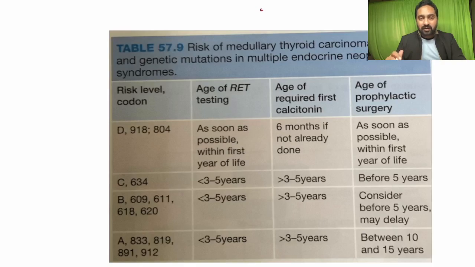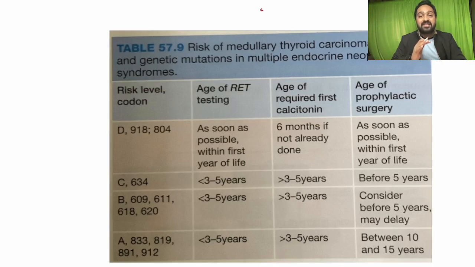So if you look at over here, there are various risk levels which have been classified. Now at the level of risk level D, the RET gene testing should be done as soon as possible within the first years of life, and the age of action required for the first calcitonin should be 6 months if not done already, and the prophylactic surgery should be done as soon as possible within first year of life.